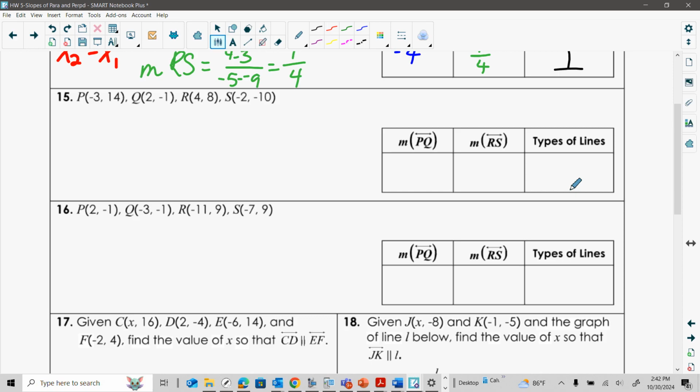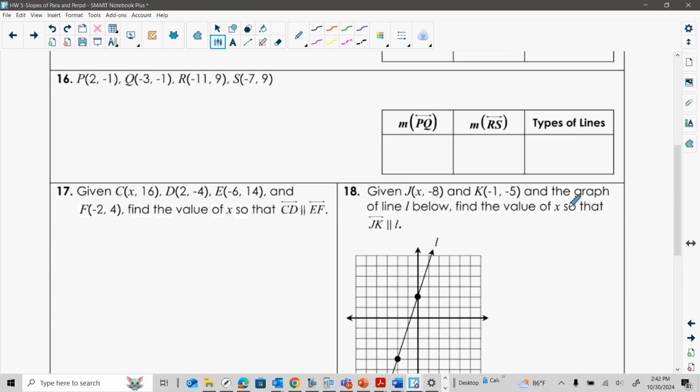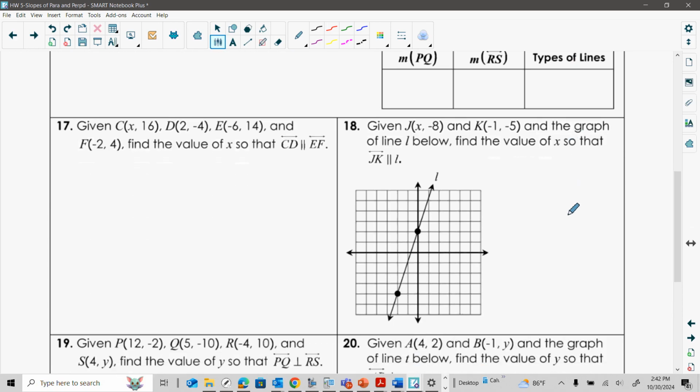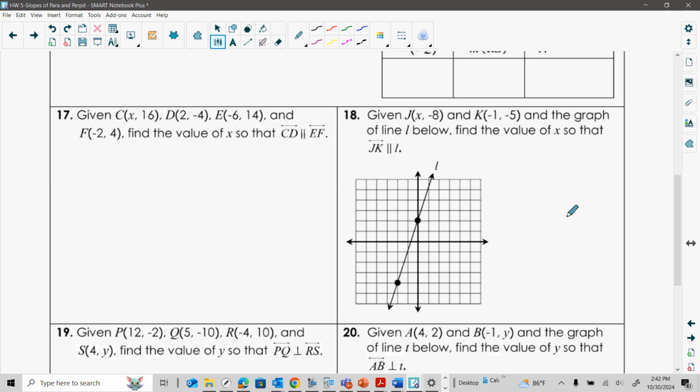Now, when you get to this last section, 17 through 20, you're going to have to do some problem solving. We talked about this today in class. They're going to give you some key information to help us problem solve. So on this first one, like 17, the fact that they tell us right here that they're parallel, I want to use same slope to problem solve.